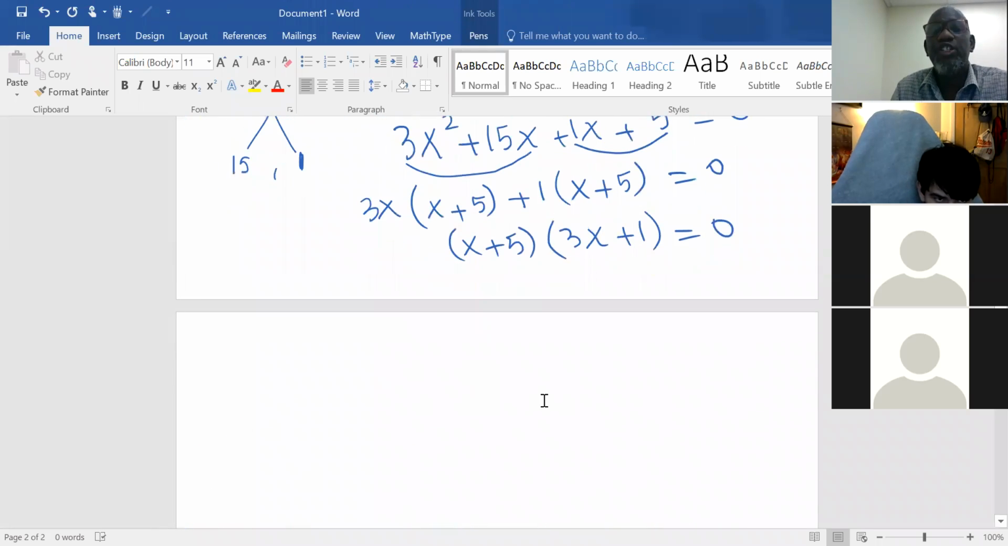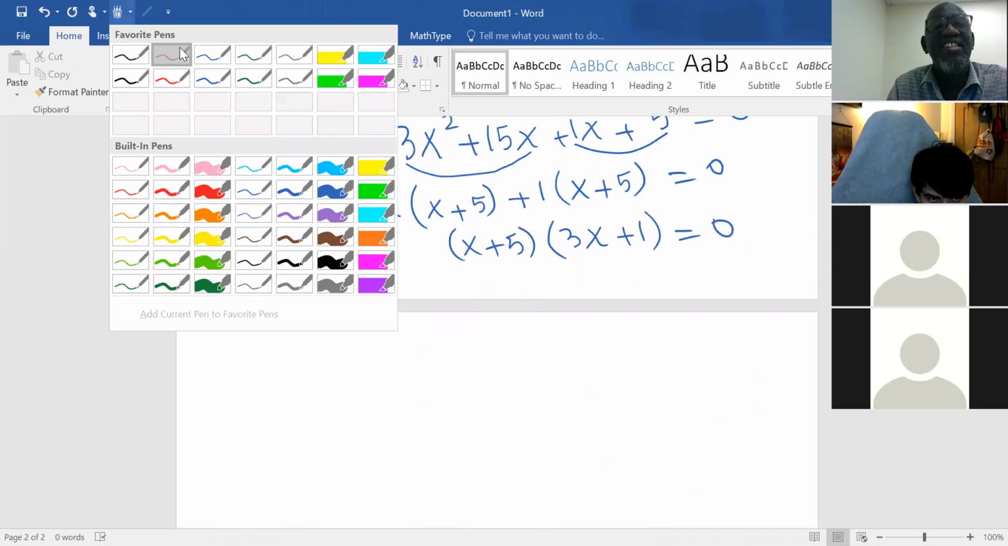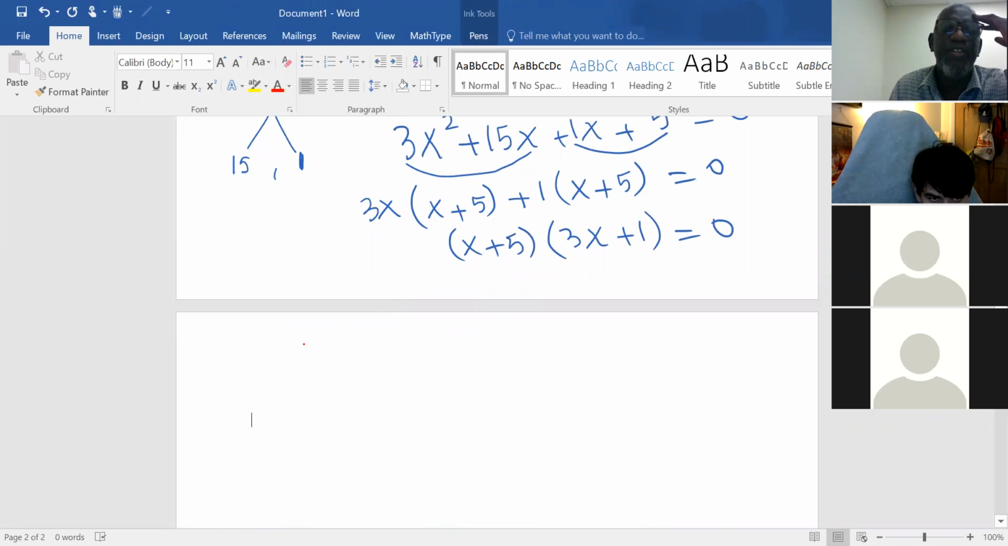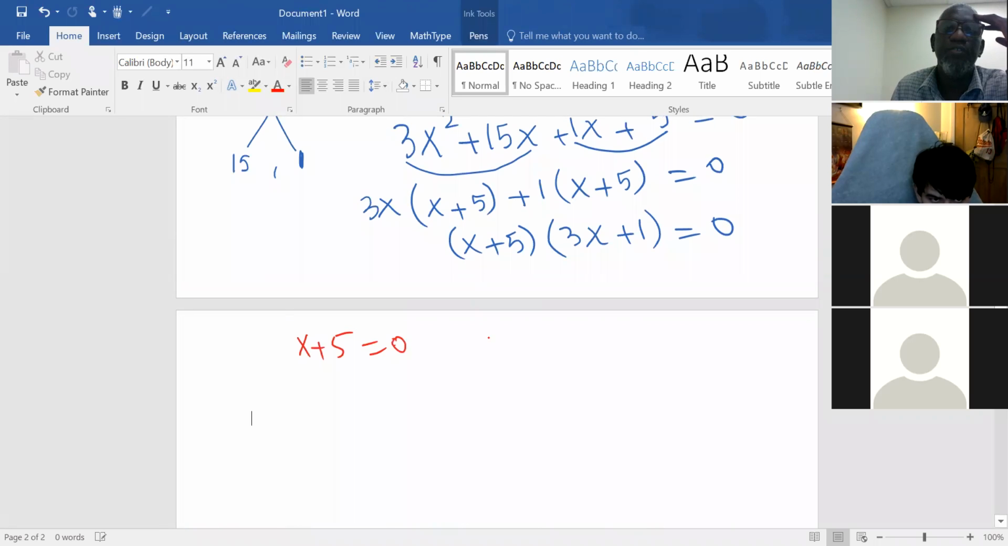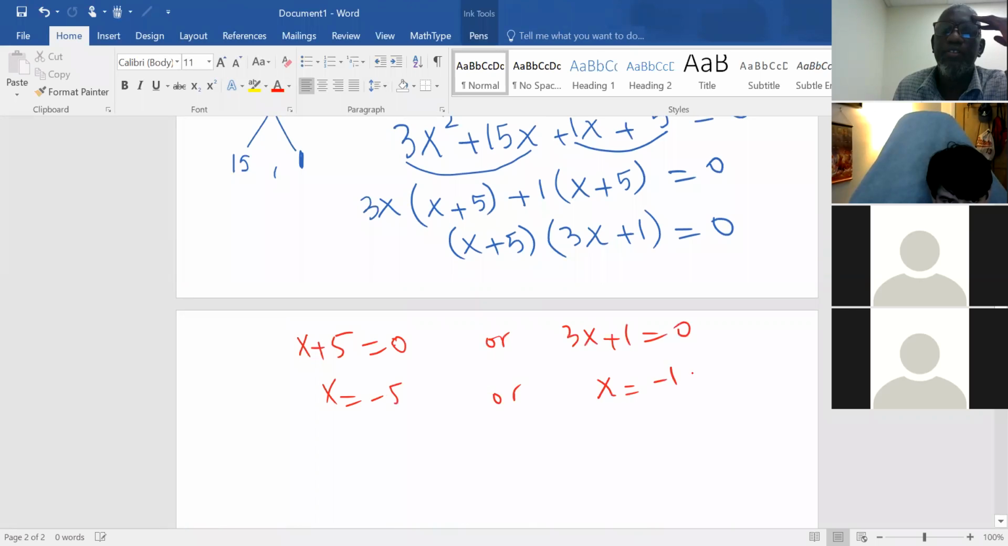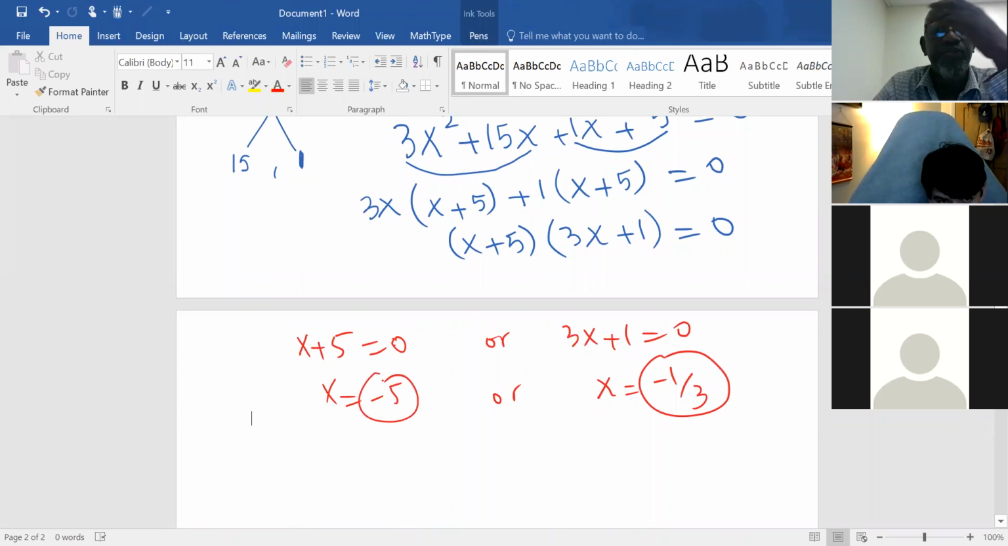Now we finish by setting each parenthesis to 0: x plus 5 equals 0, or 3x plus 1 equals 0. So we get x equals -5 or x equals -1/3, right? Okay, this is solving by factoring.